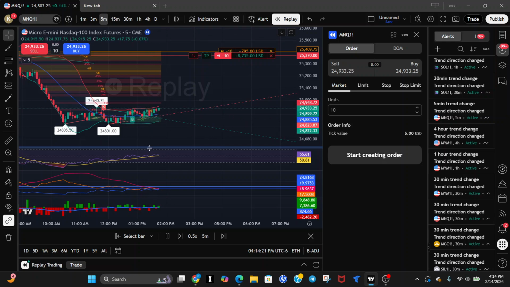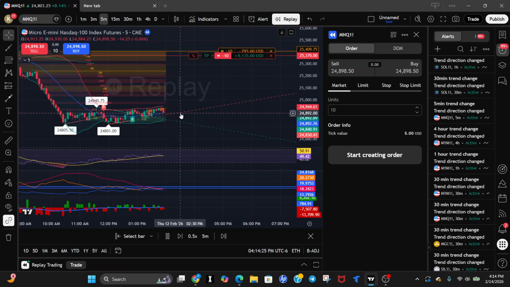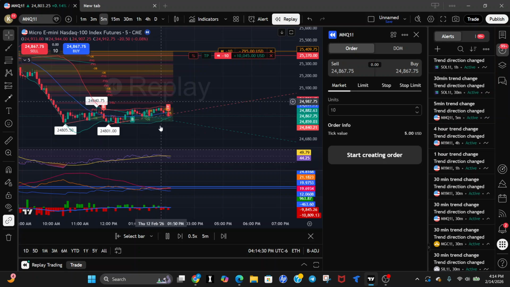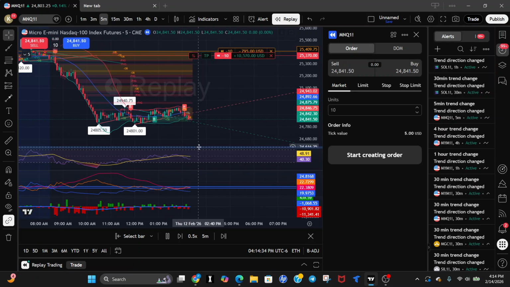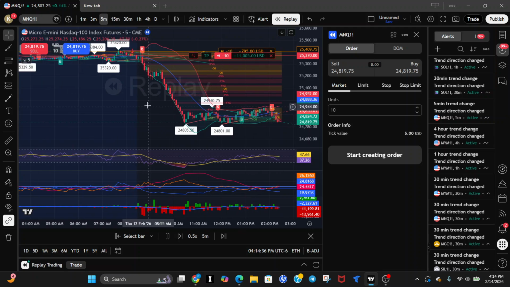So that's called an inversion. We inversed that fair value gap, which would have been a prime area to look out for essentially once we inversed. But for this trade specifically, all you really would have needed was this move.